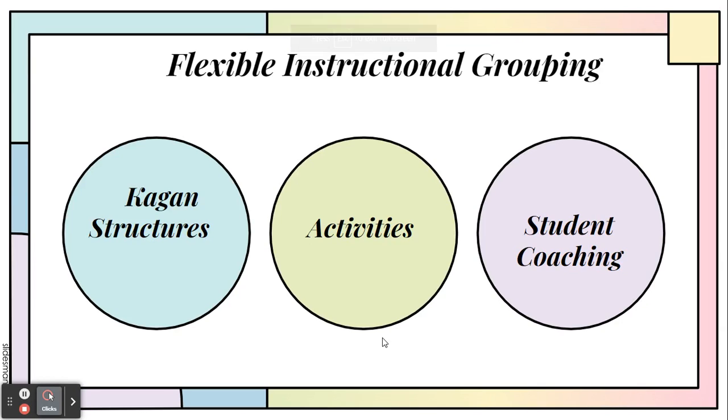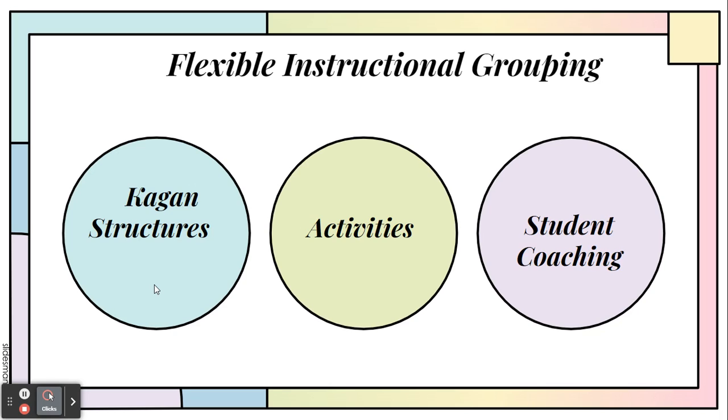In a blended learning classroom, I like to use flexible instructional grouping. And some of the ways that I use flexible instructional grouping is the first thing that I have are Kagan structures. Kagan structures is the idea that you group students in a certain way so that no student gets frustrated or feels left out from the group.